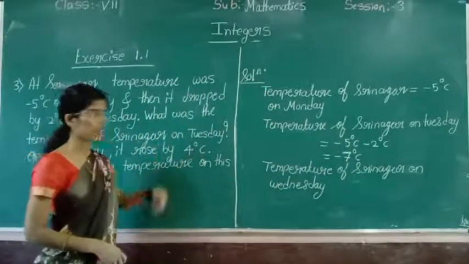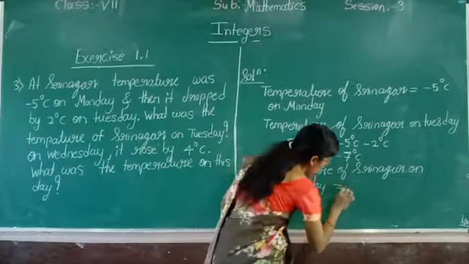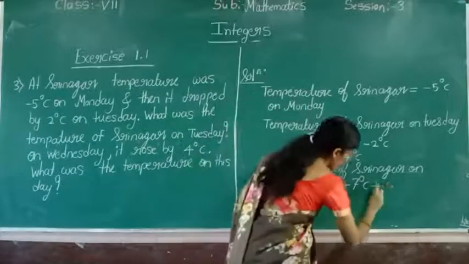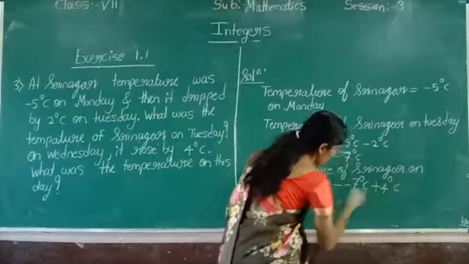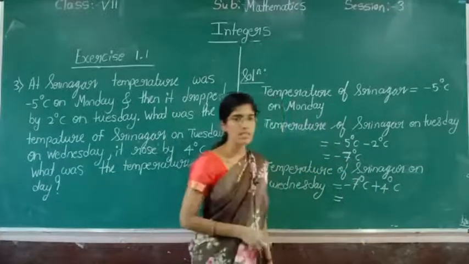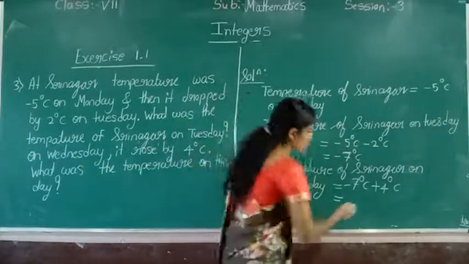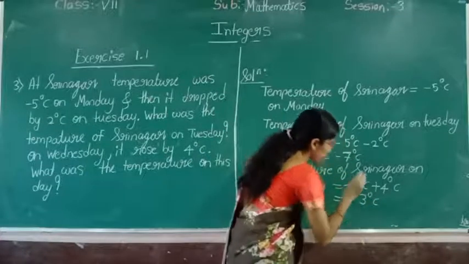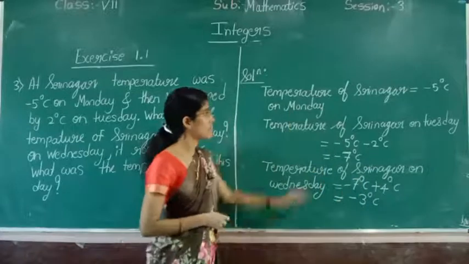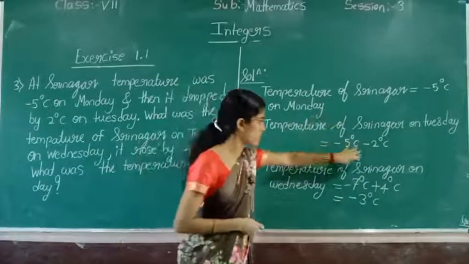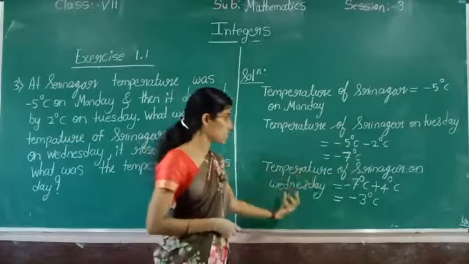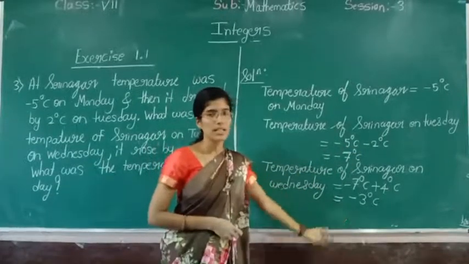Increase means we have to do addition. That is minus 7 degrees Celsius plus 4 degrees Celsius. See here, minus plus is minus. 7 minus 4 is 3. Which is the bigger number? 7. 7 has minus sign. Therefore, we can tell that temperature of Srinagar on Tuesday was minus 7 degrees Celsius and temperature of Srinagar on Wednesday was minus 3 degrees Celsius.